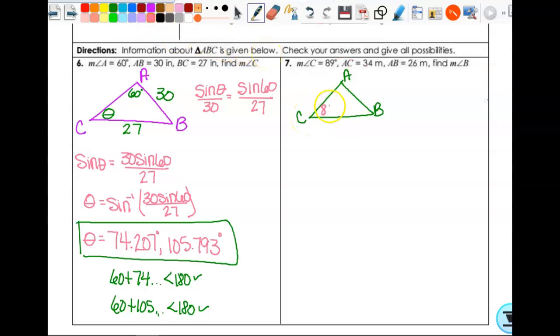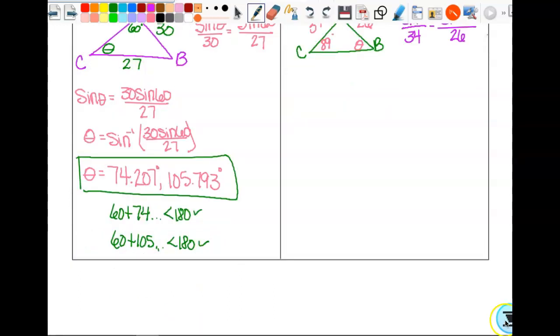Angle C is 89 degrees. AC is 34. AB is 26. I want the measure of angle B. So B is my theta. It's across from 34, so I'm going to have the sine of theta over 34 equals the sine of 89 over 26. And I know you're supposed to take the sine, cosine, or tangent of an angle, so make sure that you're actually putting the numbers in the right spot.